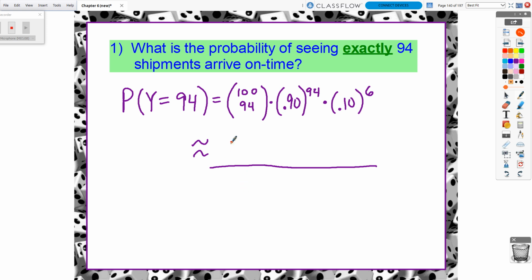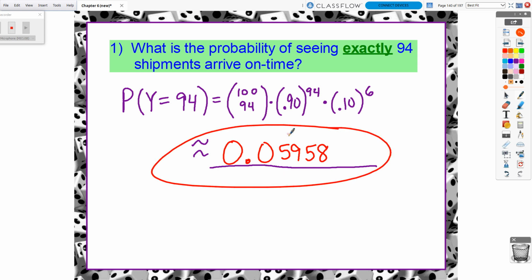And I got at my calculator, that comes out to be 0.05958 to 4 significant digits. So there's my answer. This happens about 5 to 6% of the time that I would see exactly 94 shipments arrive on time.